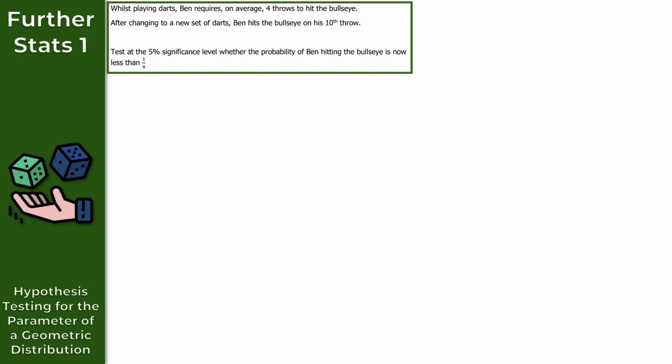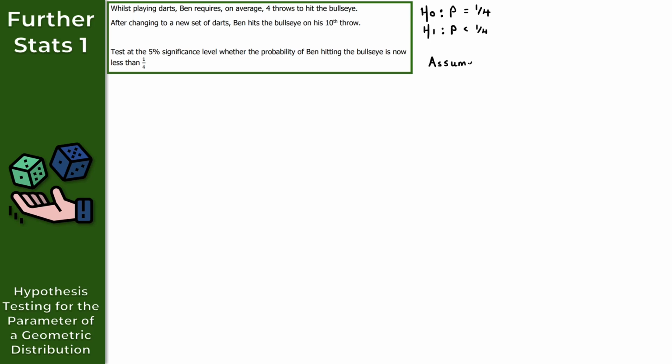Now, given that we're hypothesis testing here, a good place to start is to define the hypotheses. So we've got H0 and H1. Clearly we're testing for the parameter p of a geometric distribution. So for H0, we're testing whether p is equal to 1/4. And then for H1, we're testing for p being less than 1/4.